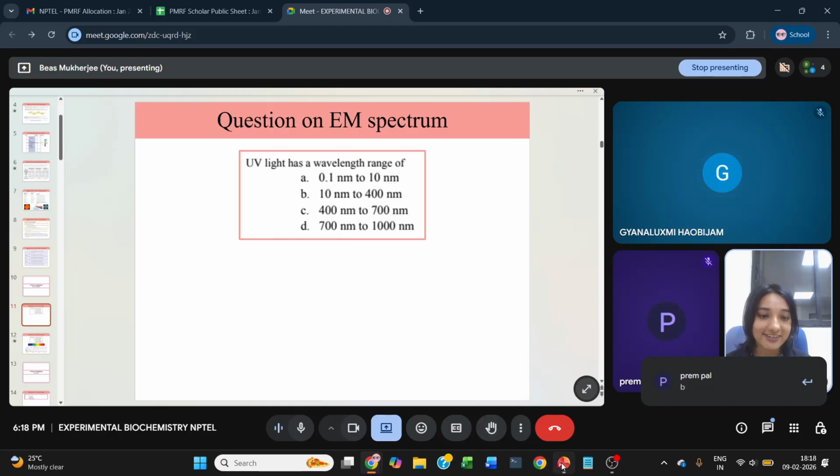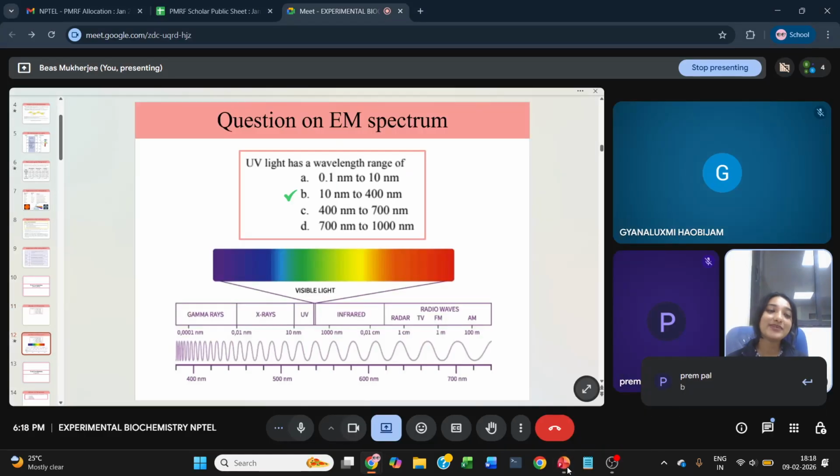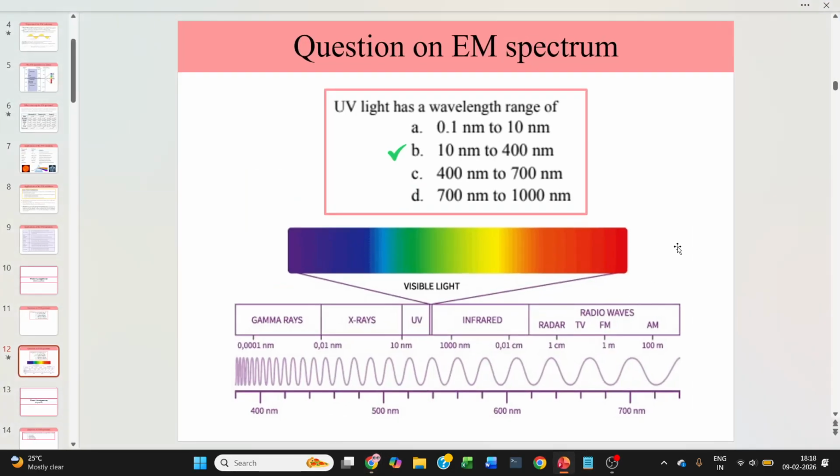B. Okay, good. Great. Yes, that is correct. B is the right answer. If you look at this figure, you will see that for visible light, as I told you, 400 to 700 is the range. And the option that is given to you just below 400 is 10 to 400 nanometers. So this is how you can simply remember the ranges of these spectral sections, different waves.